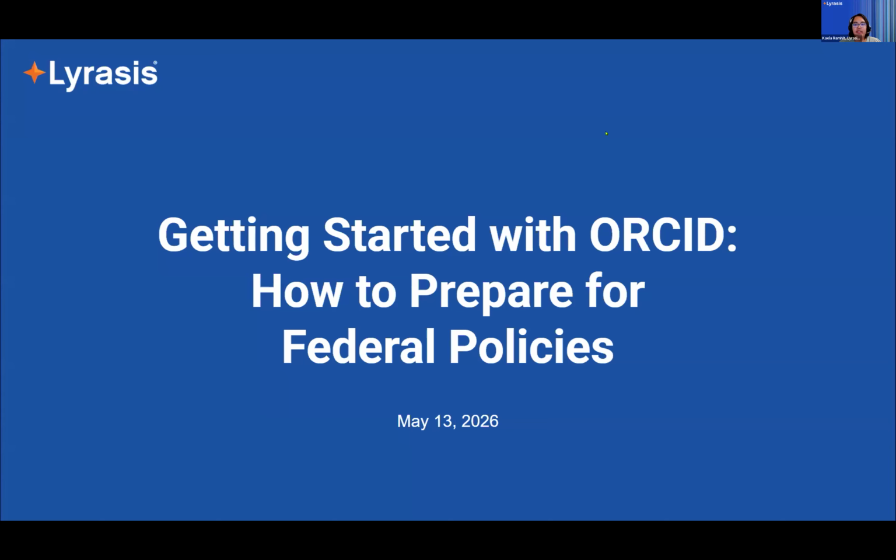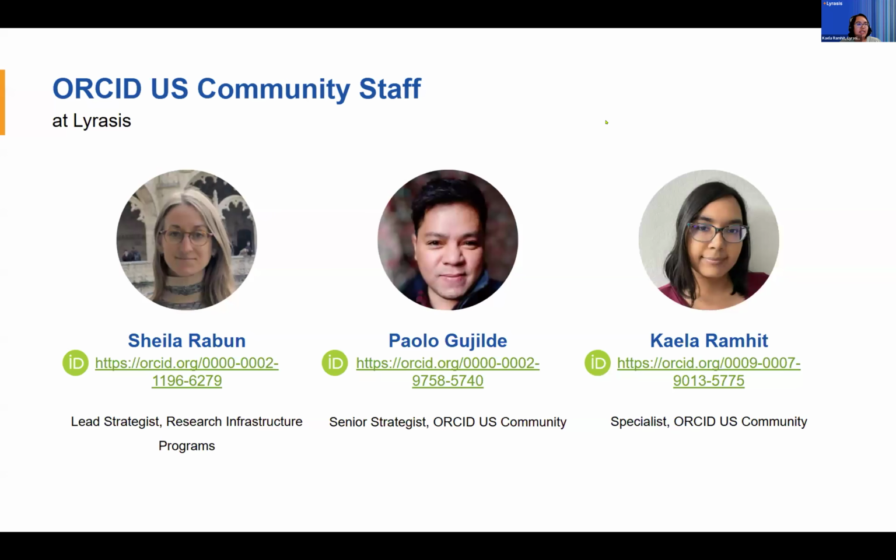To begin, I'll start us off with some introductions. Your ORCID US community staff are pictured here. We have Sheila Rabin, the lead strategist for research infrastructure programs, Paolo Gahilde, the senior strategist for the ORCID US community, and myself, Kayla Ramhet, program specialist for the ORCID US community.